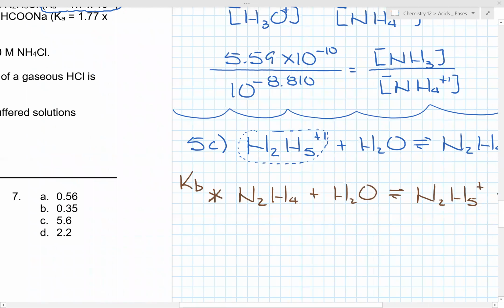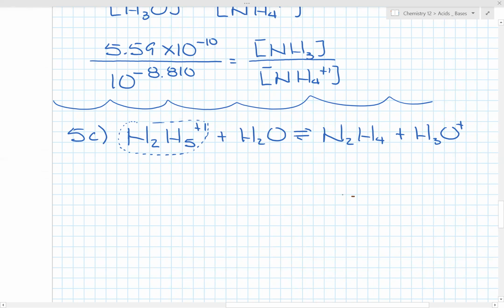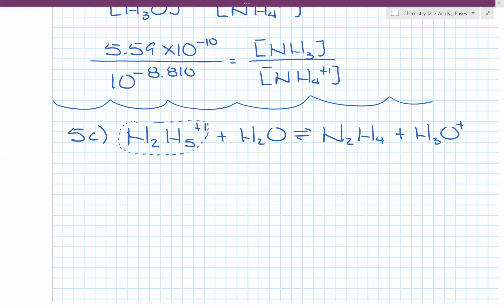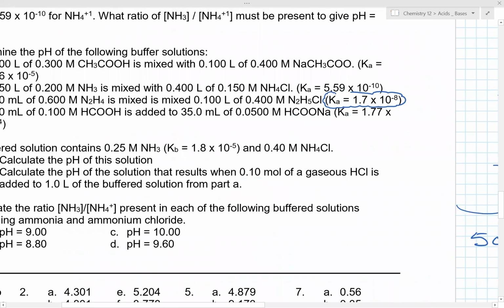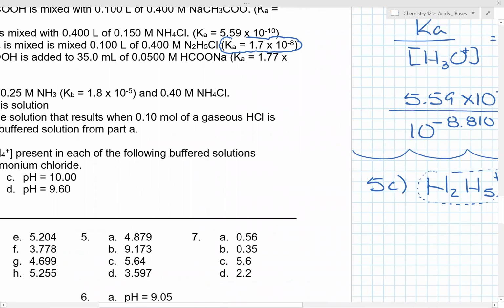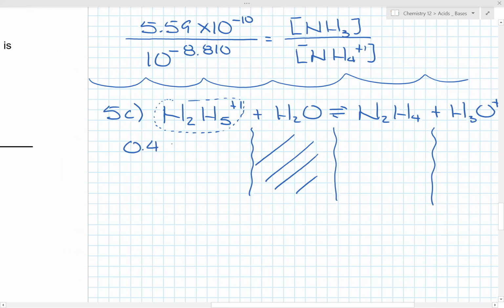So what I'm going to do is wipe out this question here, and set up the ice tables like what we had done before. I'm also going to do the dilutions real quick. So here is 0.4. Here I have 0.40 times 0.1 liter all over 0.15 liters.